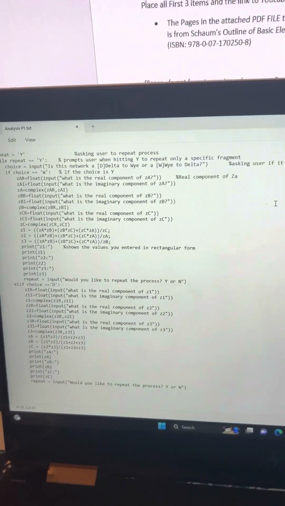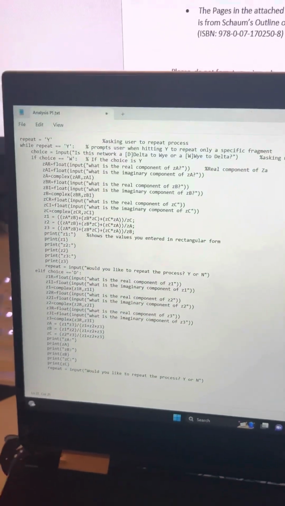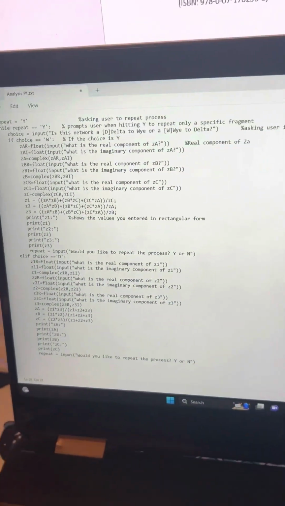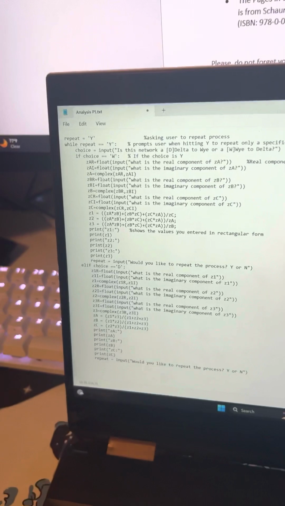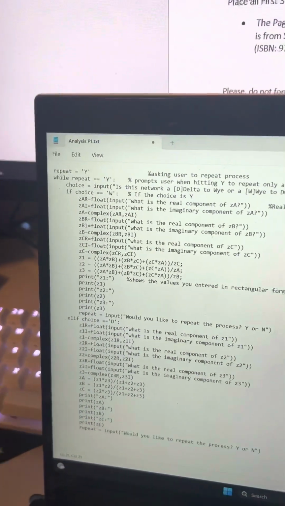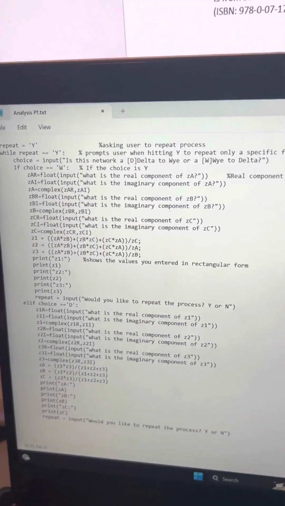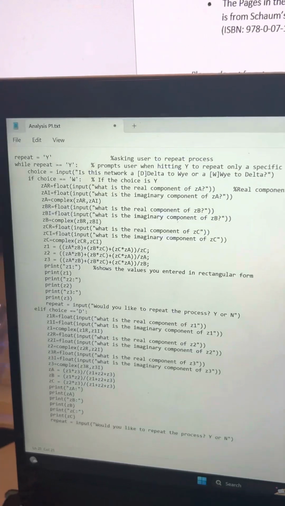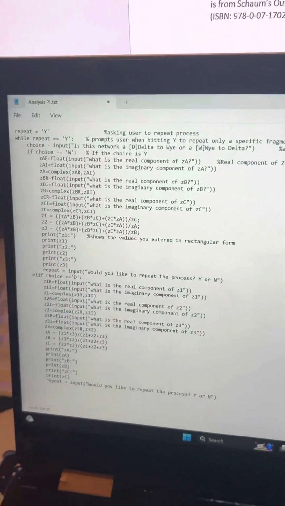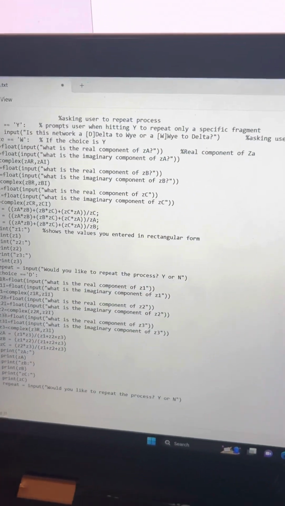And then the input is choice. We're asking the user if it is a delta or Y, prompting them to answer the question. If they answer W for Y, then we have ZA, with the real component and imaginary component of it. We stored it as a float in case there are any decimals, so it can be stored that way for calculation purposes. And then we did the same thing for ZB and then ZC.